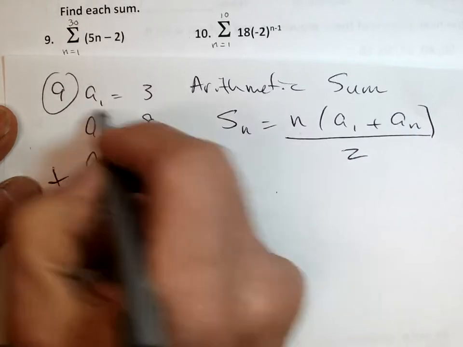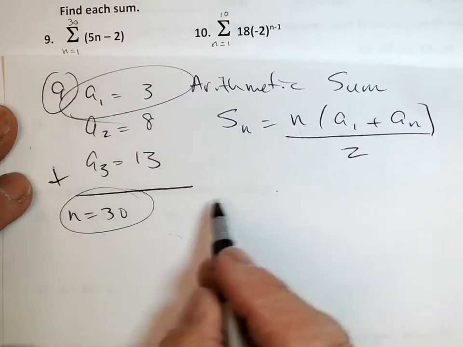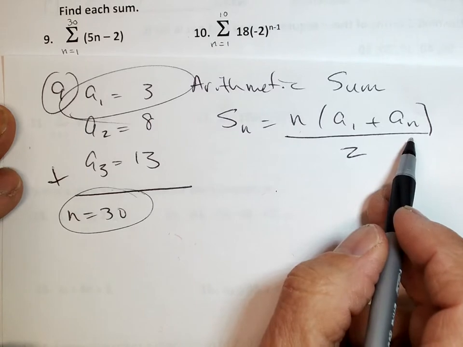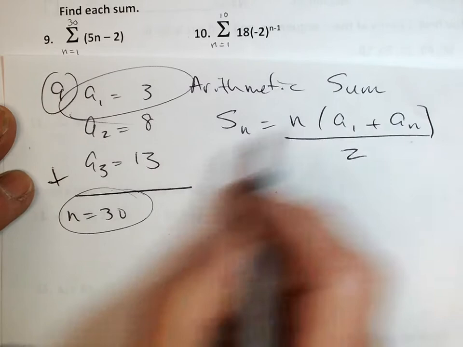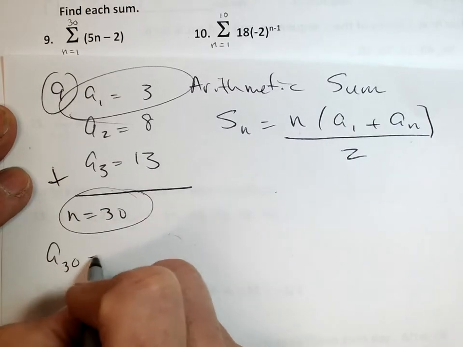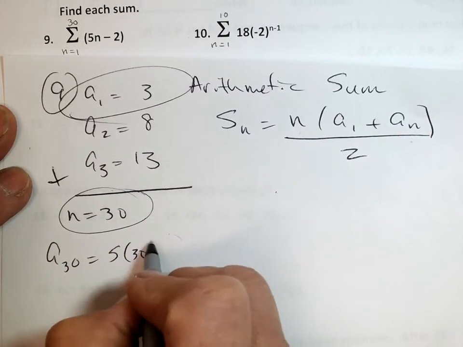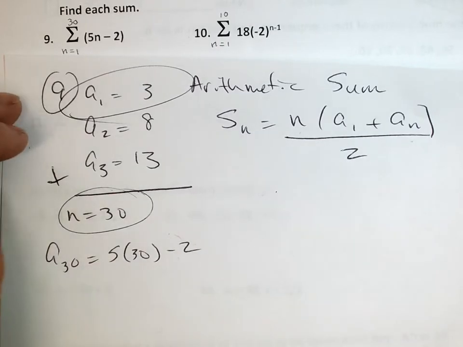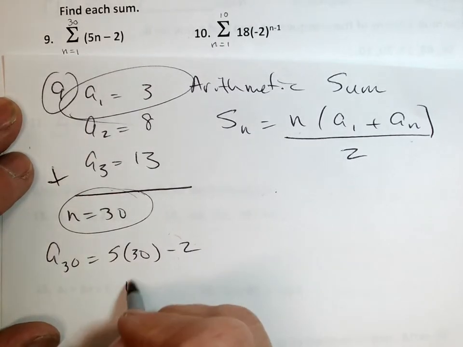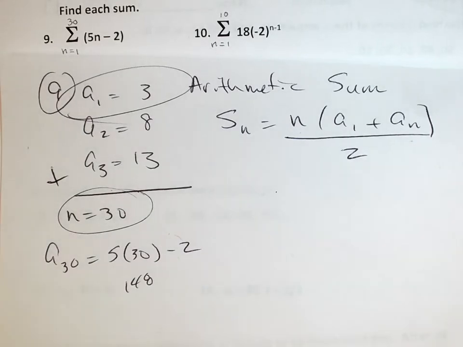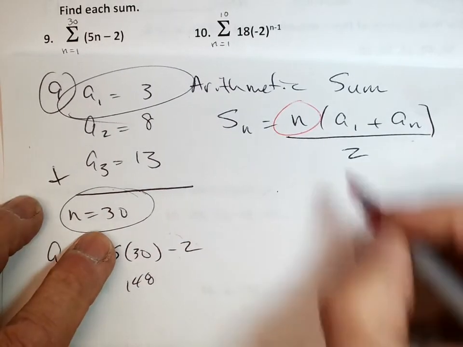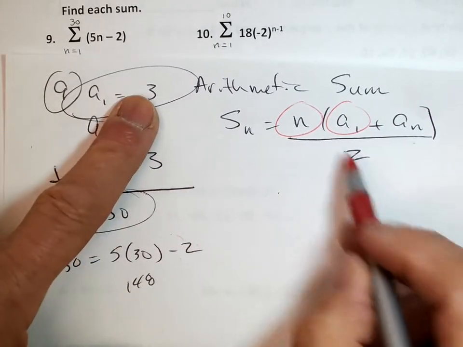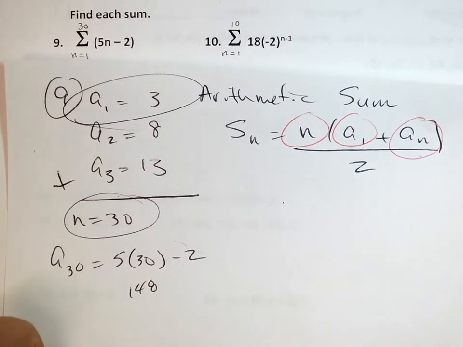I know the first term. I know a1's 3. I know n is 30. What is a of n? Yeah, we just plug in 30. So a of n is really a of 30, which is 5 times 30 minus 2. 150 minus 2 is 148, right? So we're just going to use our formula. I'm going to put my 30 here. I'm going to put my 3 here. I'll put my 148 here and just use my calculator.